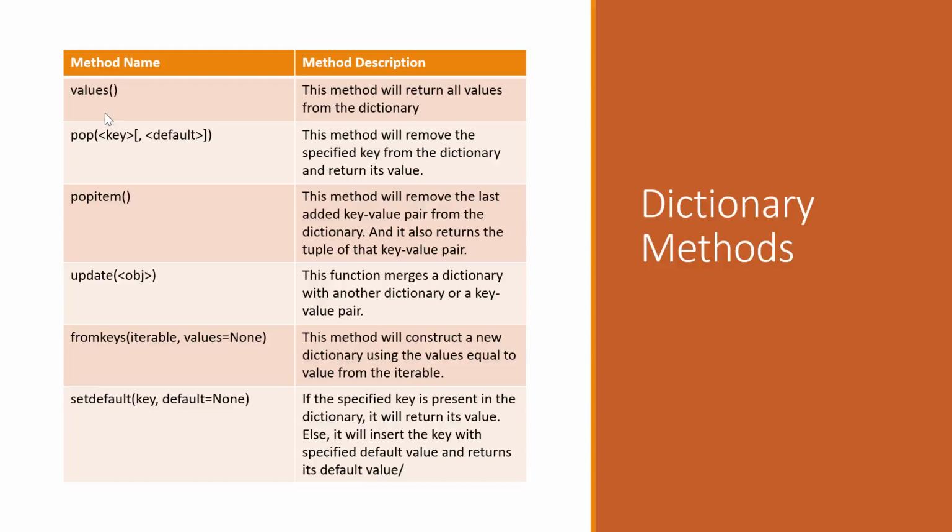Then we have this from keys method. So this from keys method will construct a new dictionary using the values given from the iterable. And in the last, we have this set default method. So this set default method takes a key value as an argument. Now, if the specified key is present in the dictionary, then it will return its value. Else, it will insert the key with the specified default value and it returns the default value. Now let's discuss the use of some of the dictionary methods.